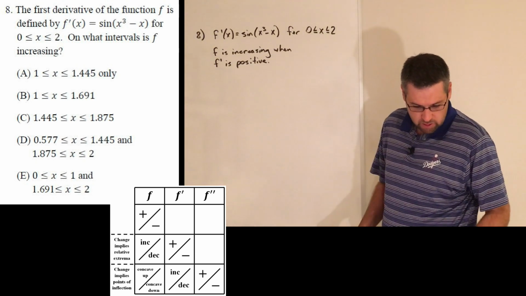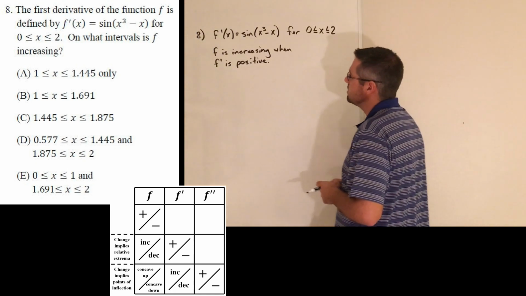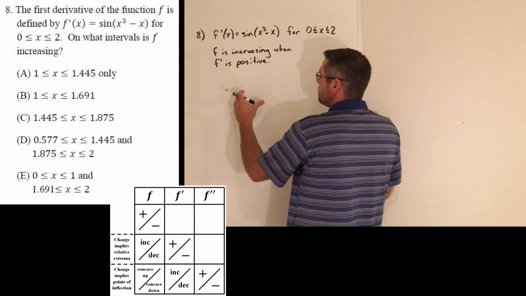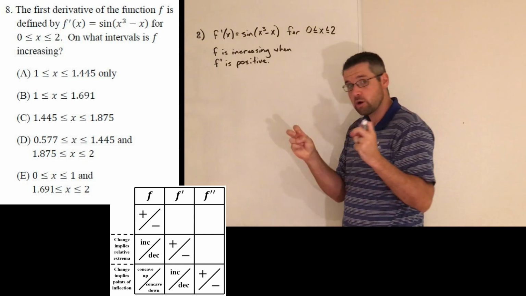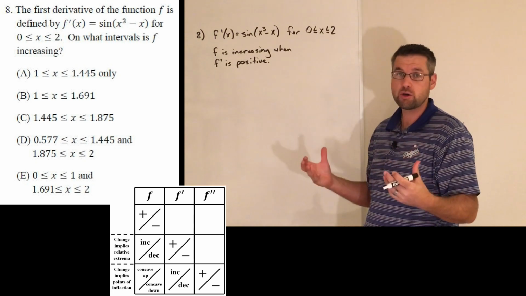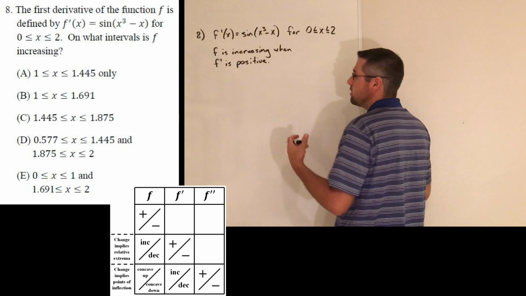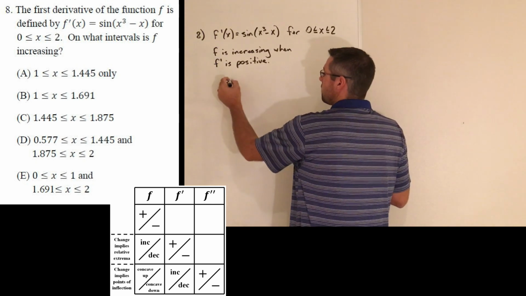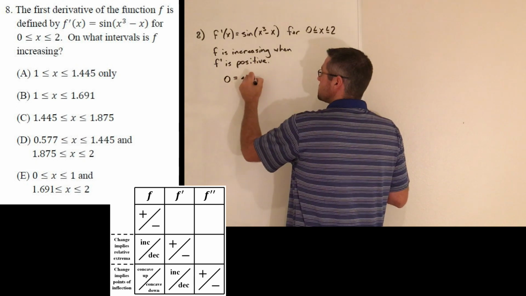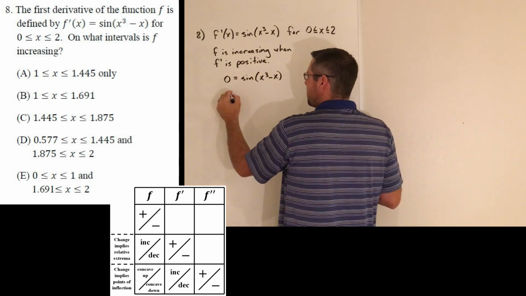Now this is a calculator-based problem, so what we need to do first is figure out the zeros of f prime. So we want to show this expression, we want to show this work as if we were going to solve it, but we're not actually doing analytical work to solve it. We're going to use our calculator to do the work for us, but we should still write down the equations that we're actually trying to solve. So we're going to set f prime equal to 0. So 0 equals sine of x cubed minus x. And then we're going to go ahead and solve that equation.